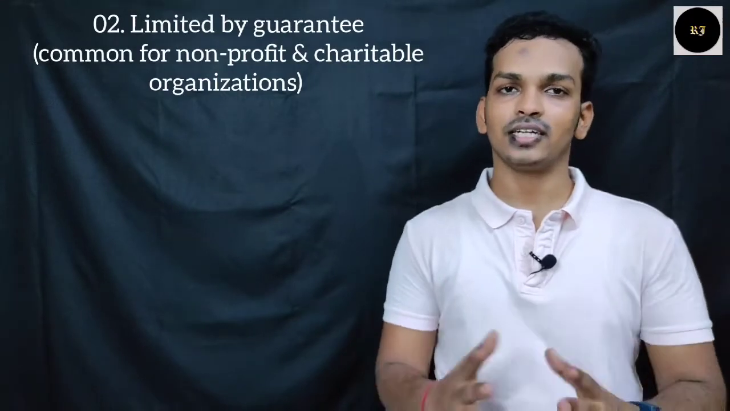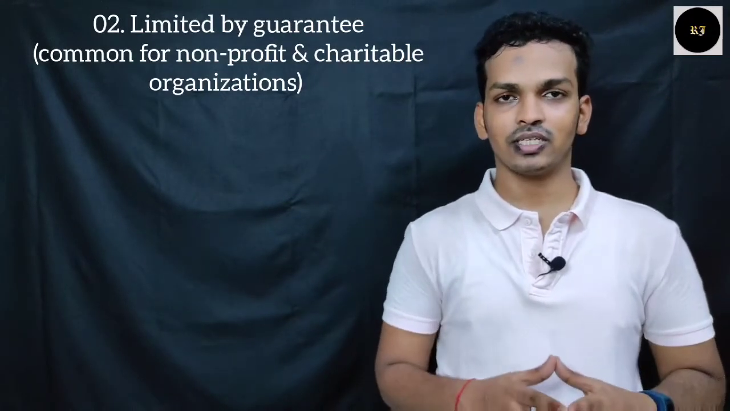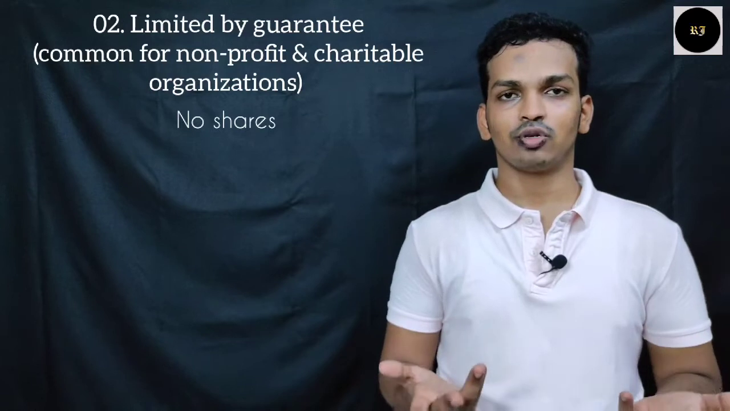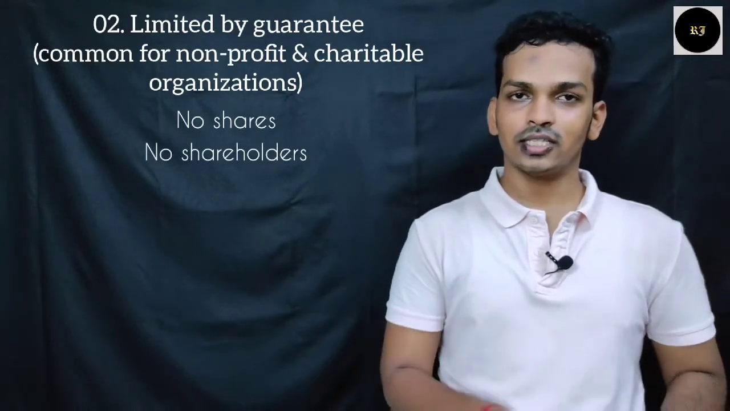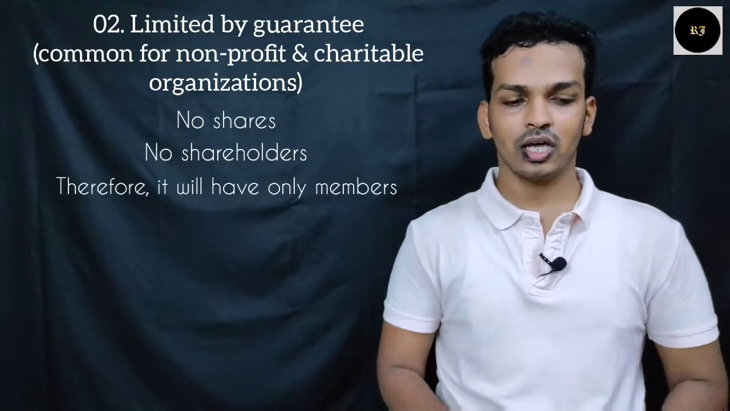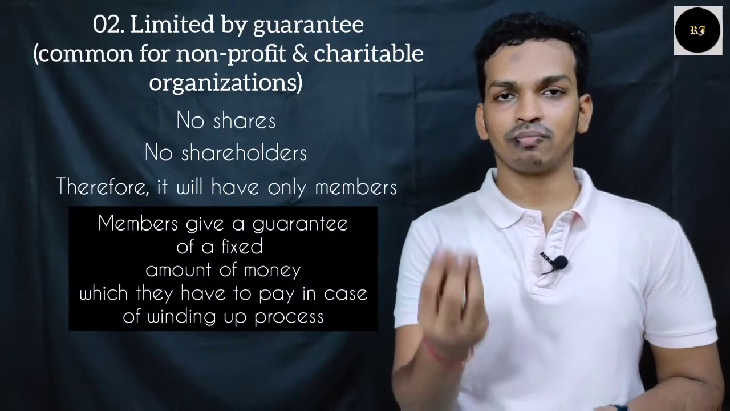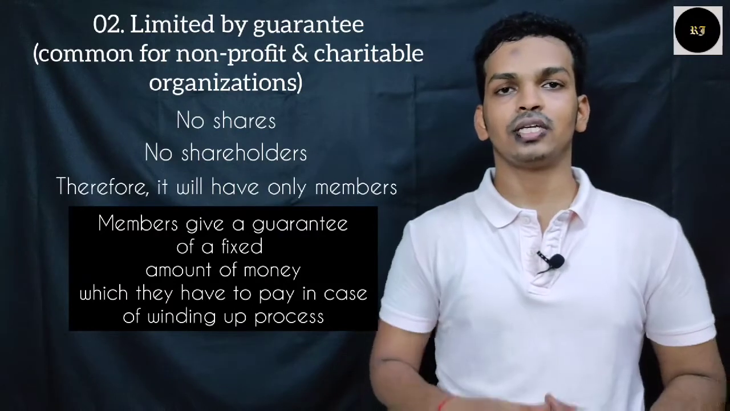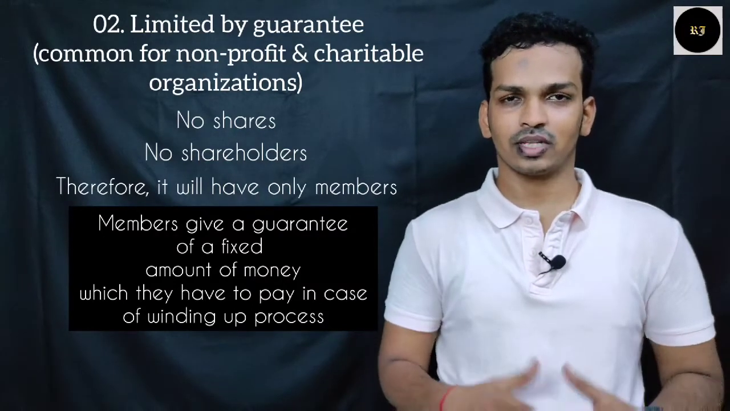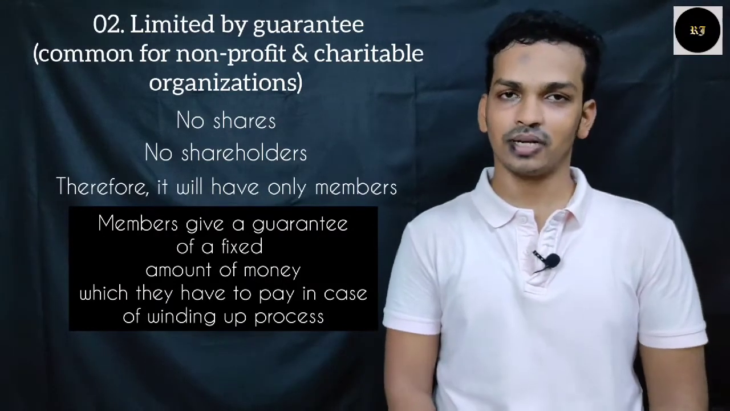Coming to the second category, companies limited by guarantee. Now in these kinds of companies, there are no shares and therefore there are no shareholders. Instead, these companies will have members. Now these members have to give a guarantee of a certain amount of money in case the company has too much debt. Now let us understand this with a simple example.